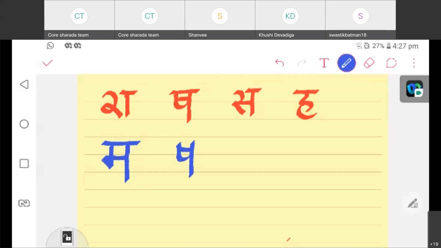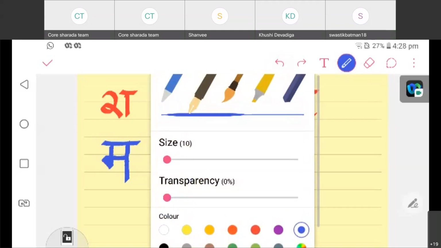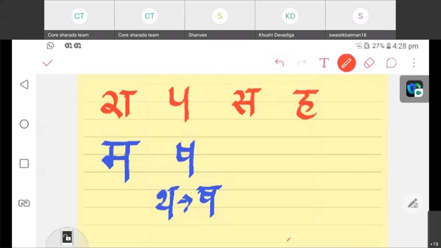When you write Tha in Devanagari, the Tha and Sha are the same. Actually, one second. This is the Sha. You can find out the difference. So Tha in Sharada has a Shiroreka here, and it's a straight line. And in Sharada, Sha doesn't have a Shiroreka. It's a straight line. So this is the difference between Sha and Tha.